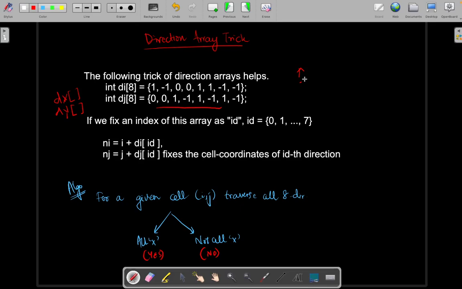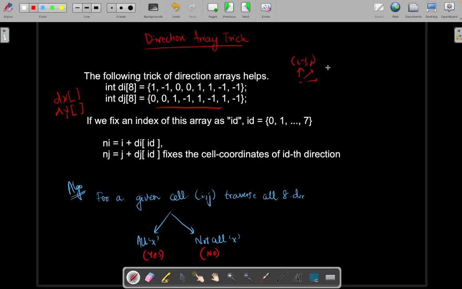So if we are moving upwards, we know that the row will stay as it is, but, apologies, the row will be decremented by 1 and the column will stay as it was. So i minus 1, j, right? So for that arbitrary i and j, we are essentially decrementing the row by 1 and doing nothing to the column. So minus 1 and 0 is the encoding for that direction.